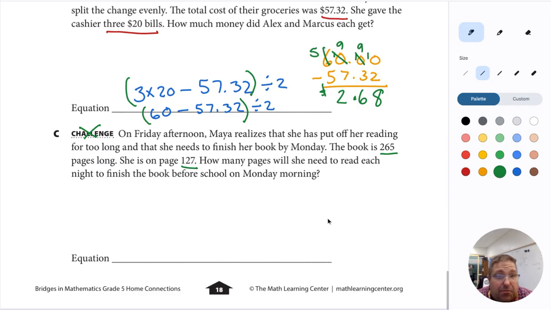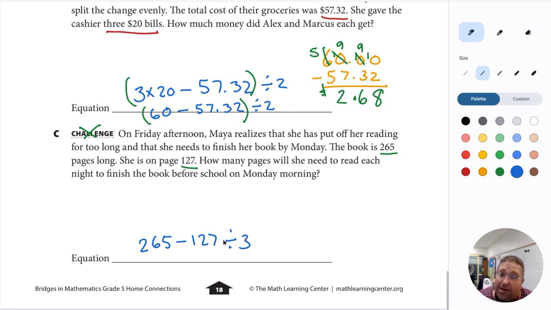So what do we have to do first? Well, first we have to see how many pages she needs to read. So we've got 265 minus 127. And then however many pages we have left, we just realized, hey, we've got 3 days, 3 nights to get it done. So all we have to do is some subtraction, then division.